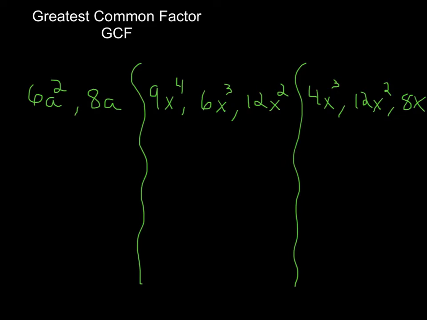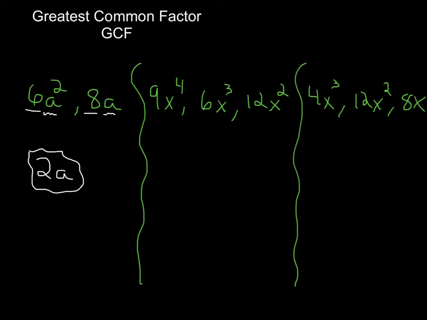So 6 and 8. Just looking at the coefficients, what is the highest number that can be factored out of both 6 and 8? So for 6, you've got 1, 2, 3, and 6, and for 8, you have 1, 2, 4, and 8. So the highest number that goes into 6 and 8 is 2. And then we also have to look at the variable. A goes into A, and A goes into A squared, so A is also part of the greatest common factor.